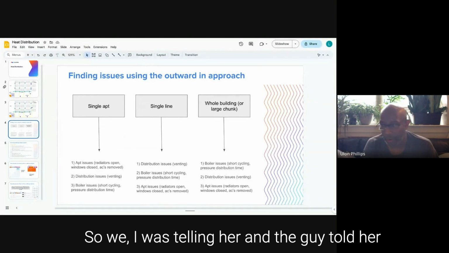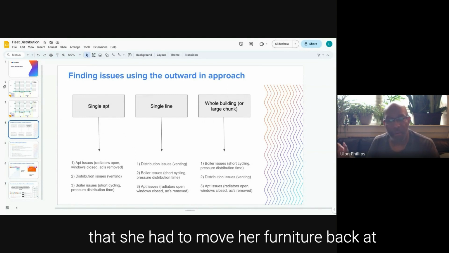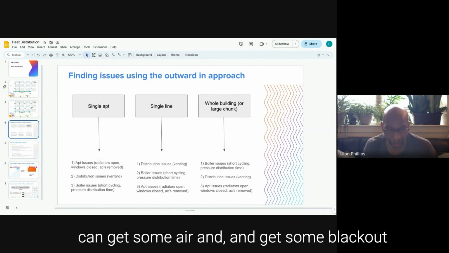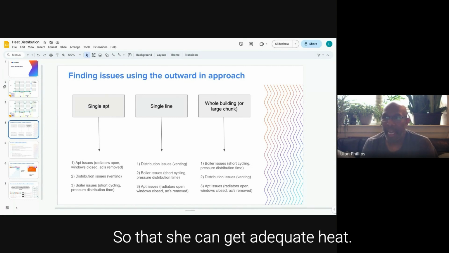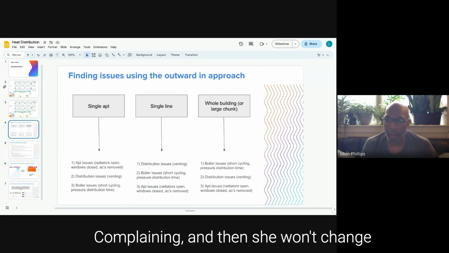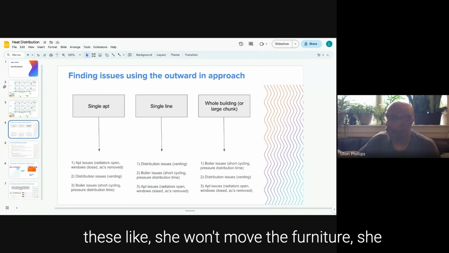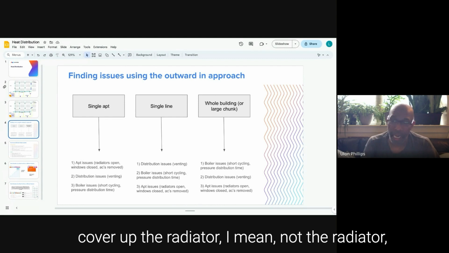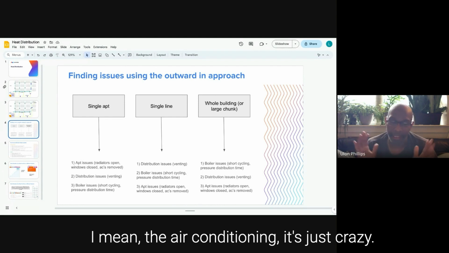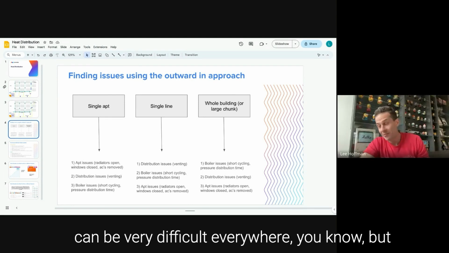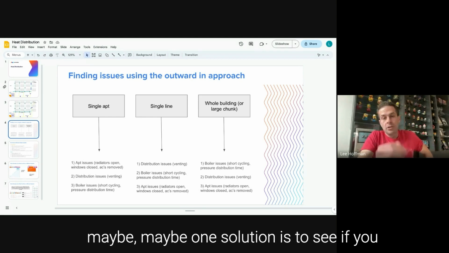So I was telling her, and the guy told her, that she had to move her furniture back at least 6 inches away from the radiator so they can get some air, and to get some blackout curtains, so that she can get adequate heat. Now she started up again with the same complaining, and she won't move the furniture, she won't get the blackout curtains, she won't cover up the air conditioning. It's just crazy.